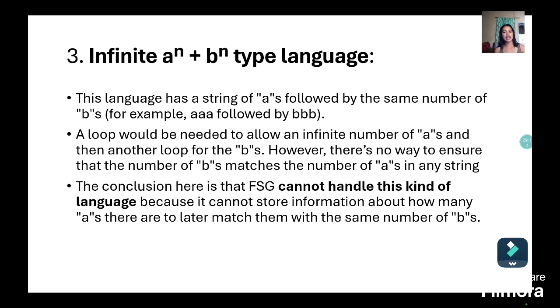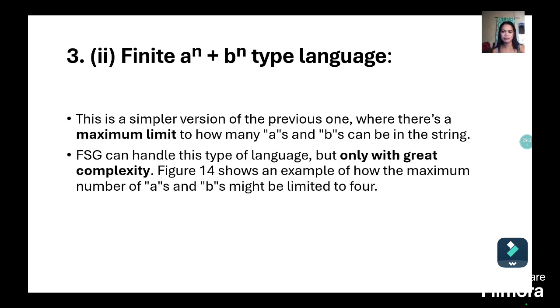So the conclusion here is that finite state grammar cannot handle this kind of language because it cannot store information about how many A's there are to later match them with the same number of B's. So that is the infinite A^n B^n type language.